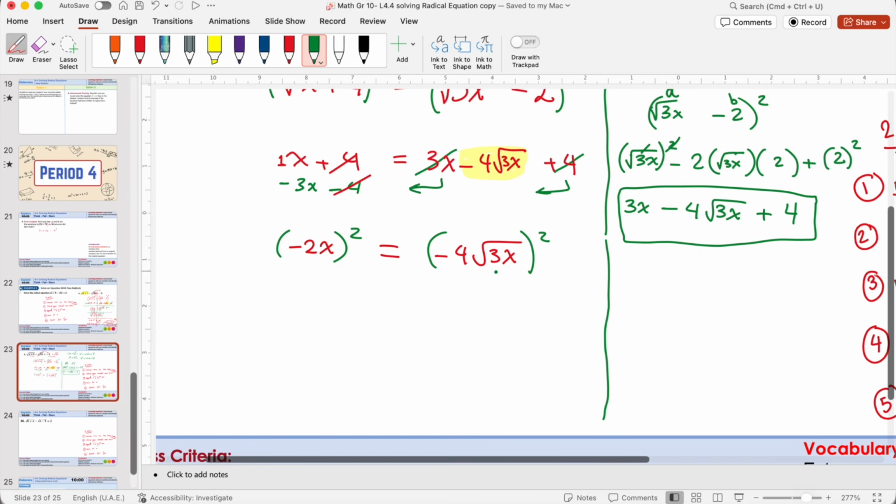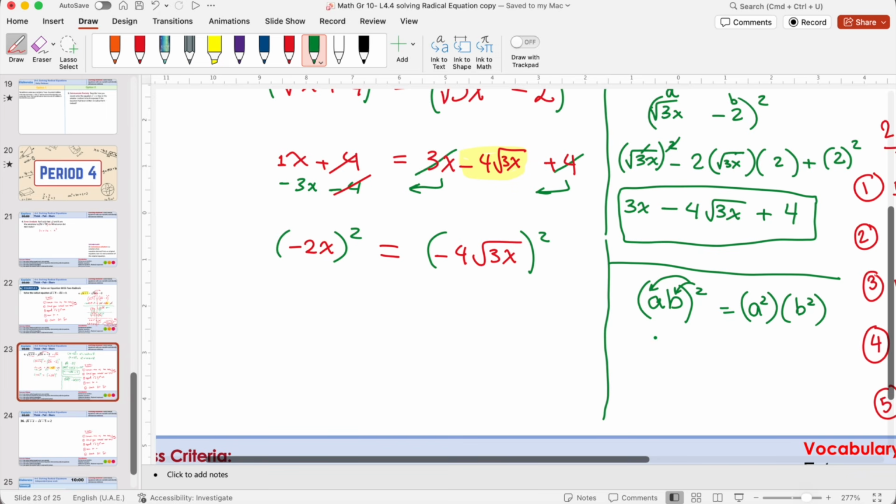Why? Because when I square this one, I will just keep in mind there's one more nice property. When you have a term all together, like something times something, in this case negative 4 times the root, and you want to square it, just distribute the square. It's going to be the first one squared times the second one squared, and that's the answer.